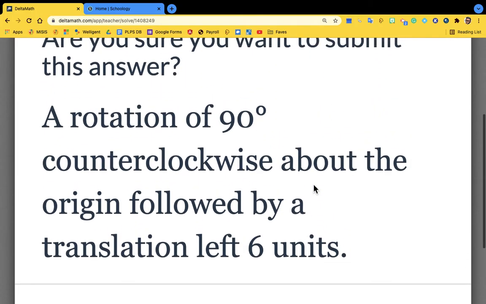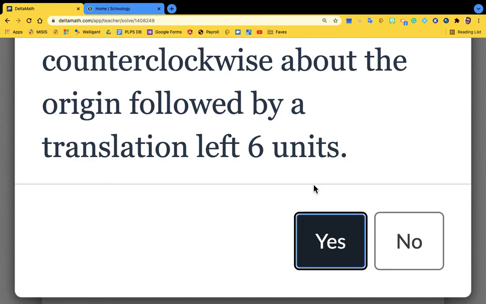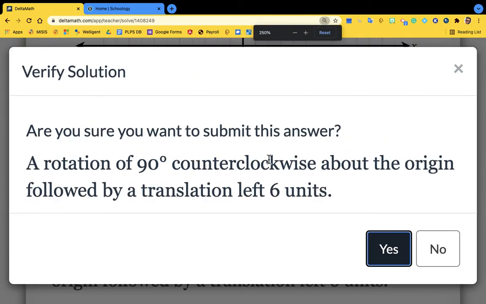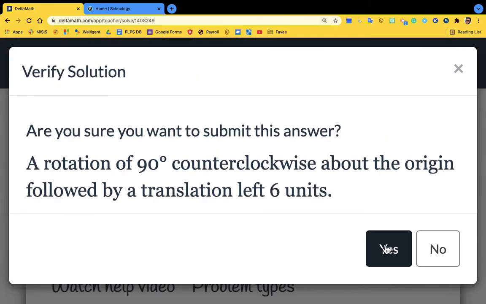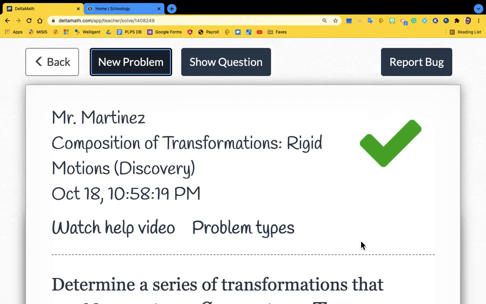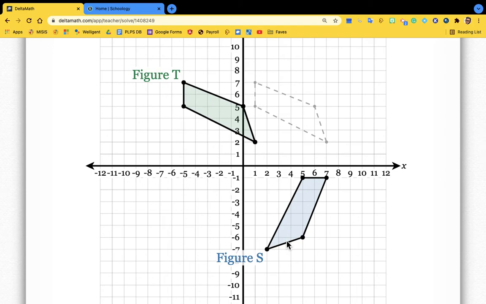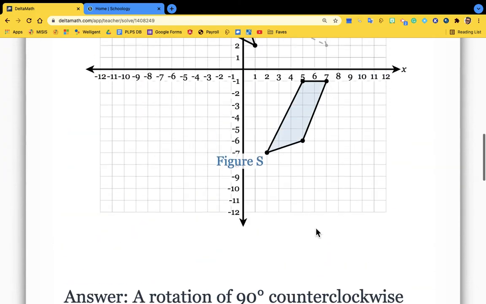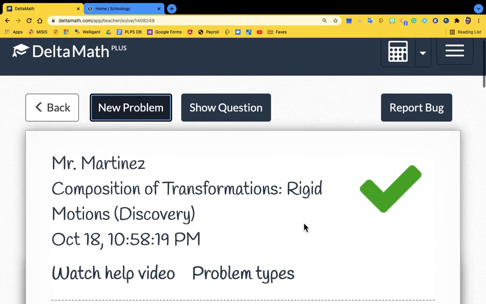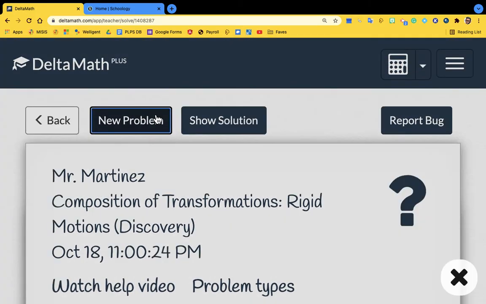Let's hit submit and let's zoom out a little bit here. Are you sure you want to submit? That's a yes. Perfect. I got my check mark. Look at that, it shows me what I did. So I'm going to rotate 90 degrees counterclockwise and translate to the left 6 units. Perfect, perfect, perfect.